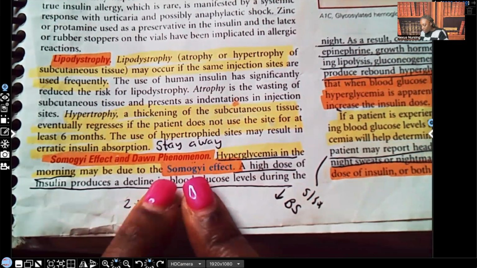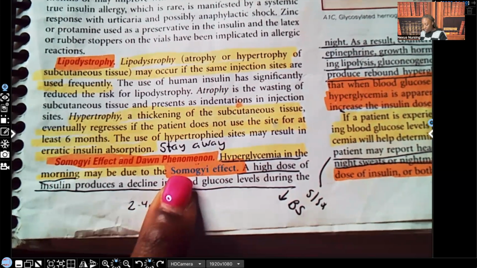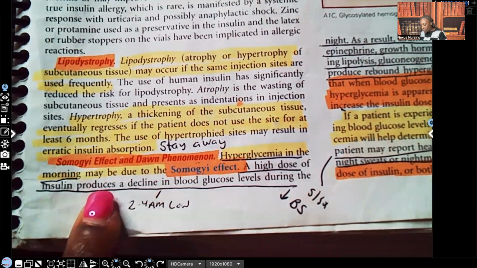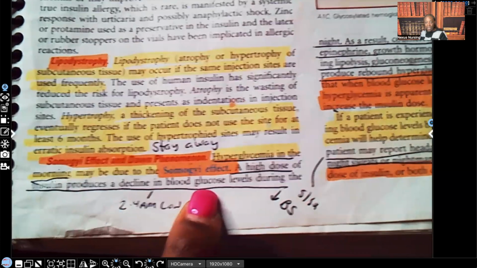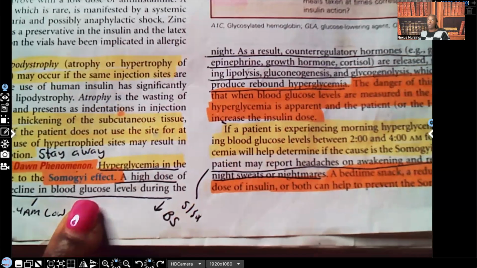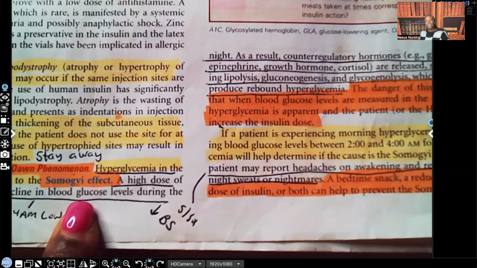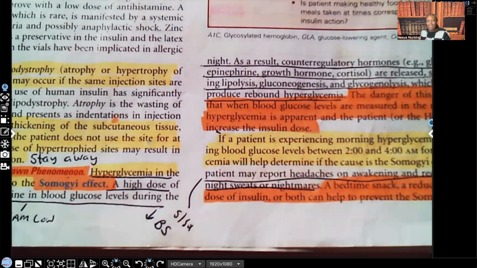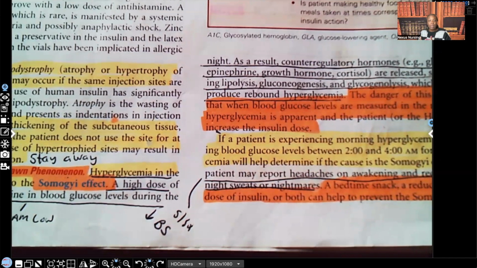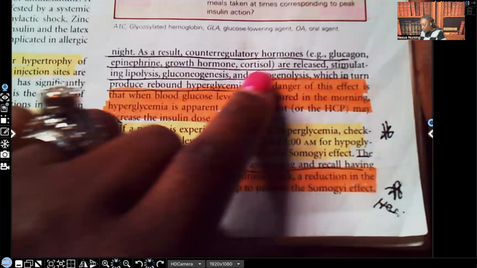So let's keep going. Hyperglycemia in the morning can be due to Somogyi effect. A high dose of insulin produces a decline in blood glucose levels during the night. So what is this telling us? With Somogyi effect, if that patient gets too much insulin at night, what happens? Their blood sugar drops. Okay, great, their blood sugar drops. But remember, your body's meant to survive no matter what. So if your blood sugar drops too low, you have counter-regulatory mechanisms that will take effect, or they're supposed to take effect. So when your blood sugar drops too low because you took too much insulin at night, what your body's going to try to do, look at this, guys, is release glucagon.